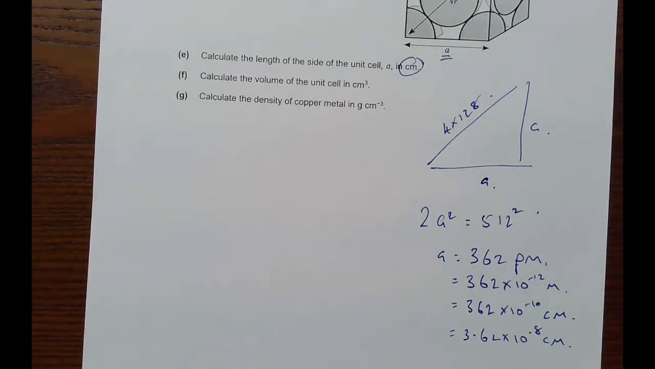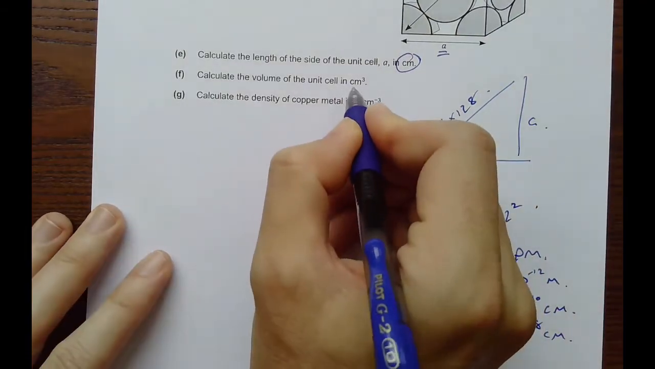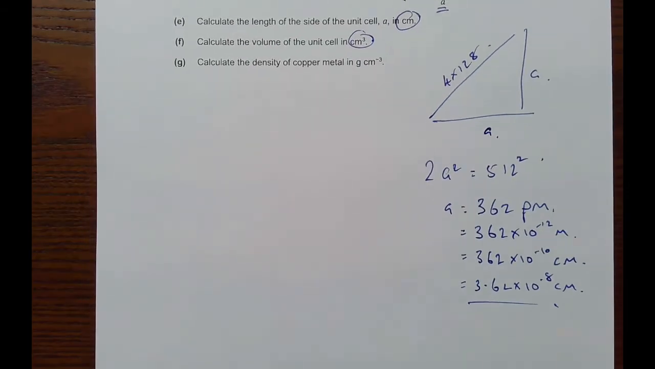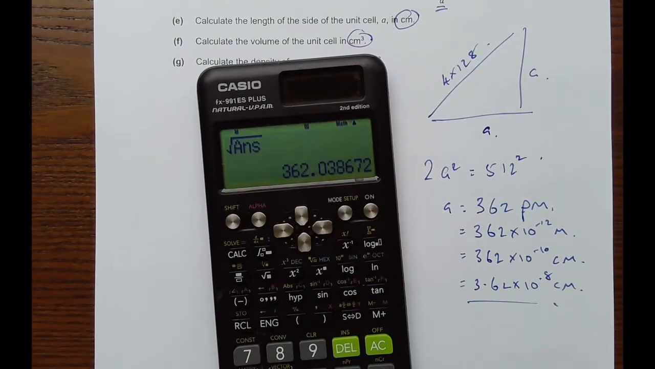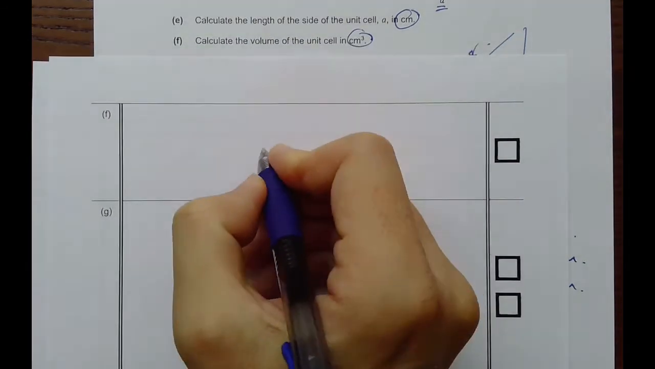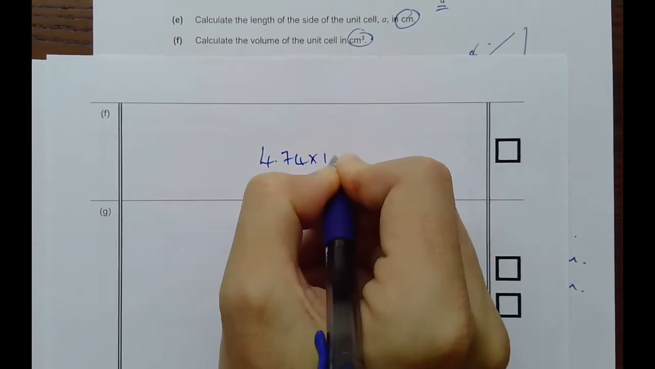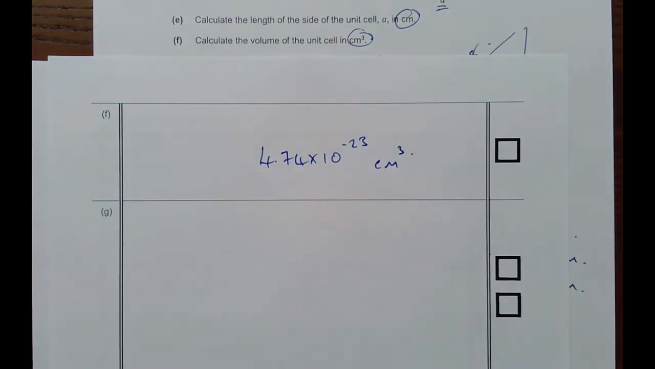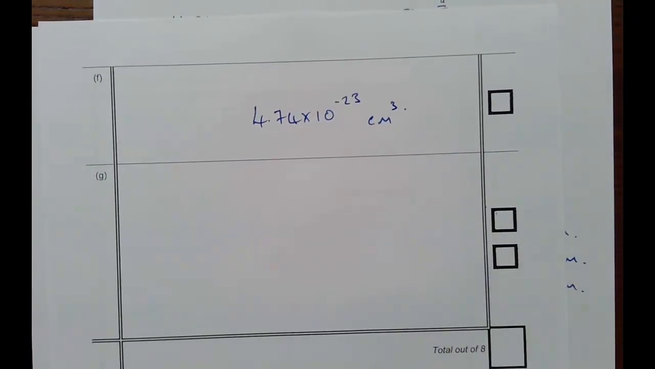All right. Calculate the volume of the unit cell. Well, the volume of the unit cell, very nicely, they've just asked for centimetres cubed, which is going to be very easy because that is just going to be our length of the cell cubed. So I can just do 3.62 times 10 to the power of minus 8 to the power of 3, which is the answer. So they've really given the marks away for this one. 4.74 times 10 to the minus 23 centimetres cubed. And then here we're going to have 2 marks, so I'm working.